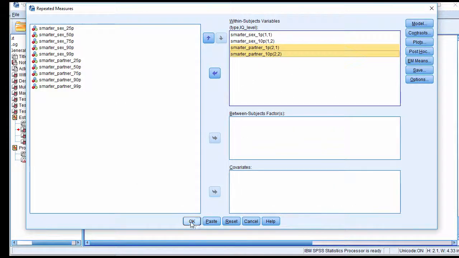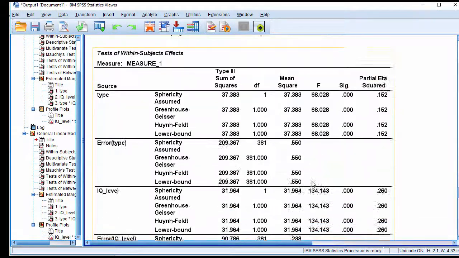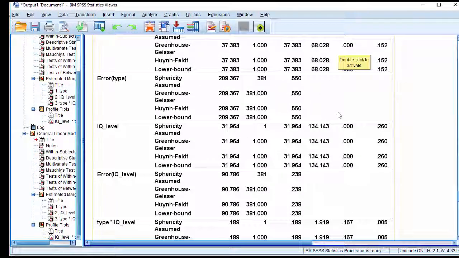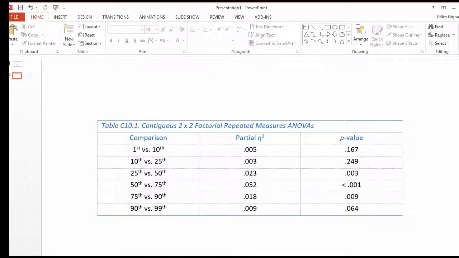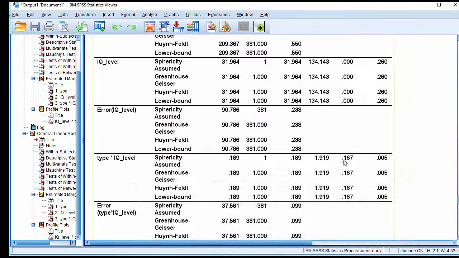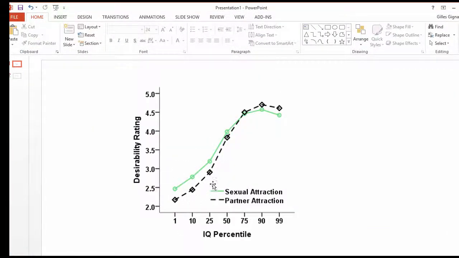So let me just do that analysis here. So I did a 2x2, and here is the interaction analysis. I got an F of 1.919 and a p-value of 0.167 and a partial eta squared of 0.005. And that's what I'm reporting here, 0.167 for that 2x2, which is right here, type by IQ level, 2x2, not significant. So there is no interaction going on at this level. And then I just kept doing it.